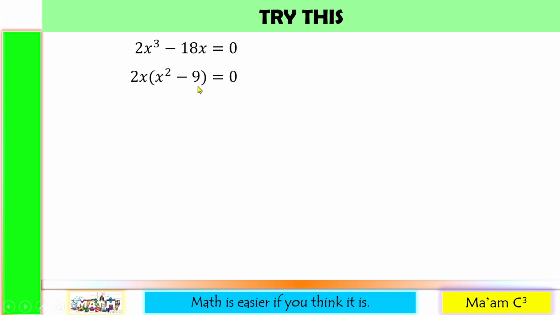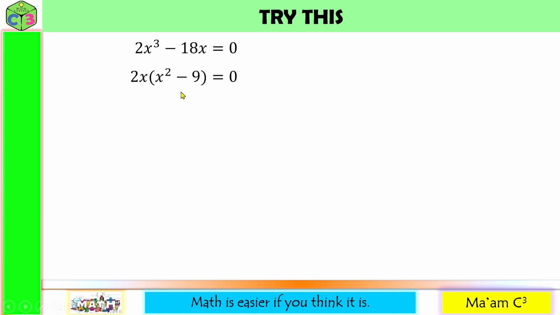So what is left is x squared minus 9. How did we get this? 2x cubed divided by 2x, 2 will cancel out. X cubed divided by x is x squared. 18x divided by 2x, 18 divided by 2 is 9. Then x will cancel out. Quick checking. 2x times x squared is 2x cubed. 2x times negative 9 is negative 18x.